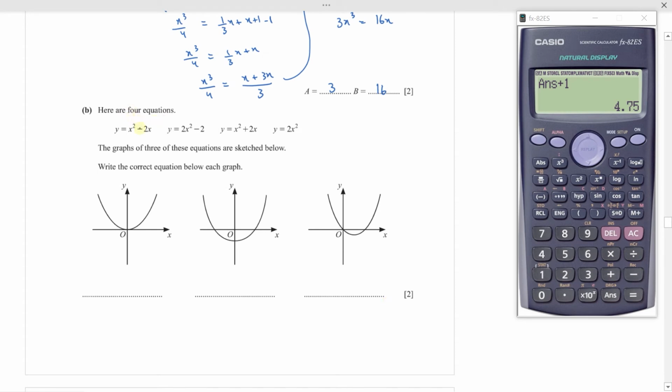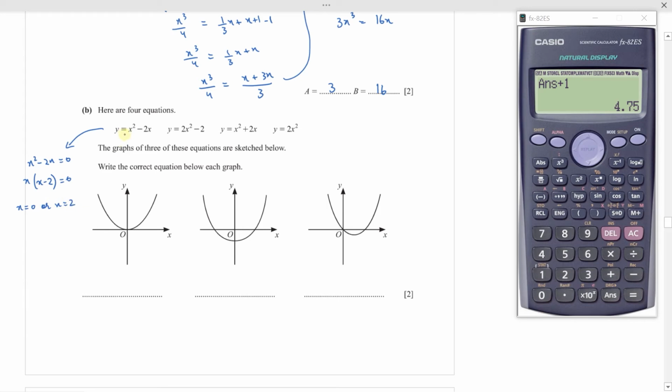Part B is here are four equations. The graphs of three of these equations are sketched below. Write the correct equation below each graph. So we can start with the first equation here. So if I equate it to 0, I get x squared minus 2x equals to 0. If I take x common, so basically I'm trying to solve this quadratic equation and find the roots or the values of x. So I get x into x minus 2 equals to 0. So x equals to 0 or x equals to 2.